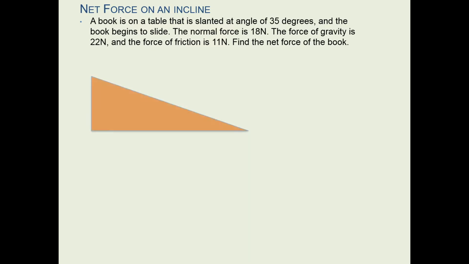Since the object is on an incline, we should probably draw one. The angle of the incline is 35 degrees, which would be labeled here. And the object slides down the incline. The problem provides us three forces that are acting on the object. The force of gravity acts downward on the object with a force of 22 newtons. Friction is parallel to the incline, and since the object is sliding down, friction would be up along the incline with a force of 11 newtons. Lastly, the normal force is perpendicular to the surface with a force of 18 newtons.